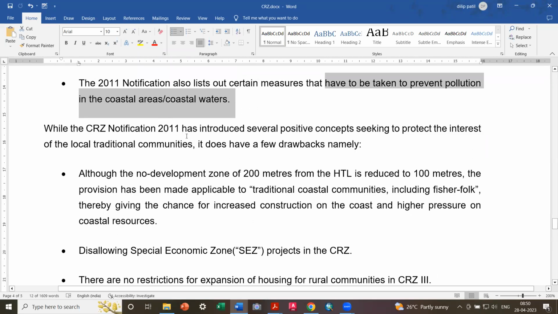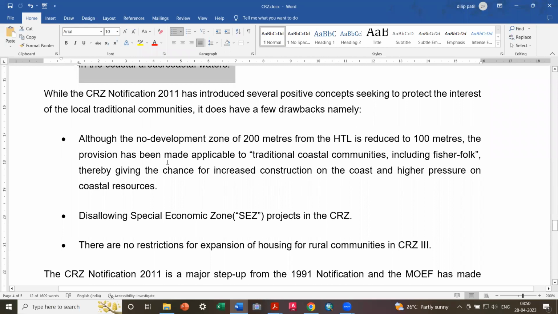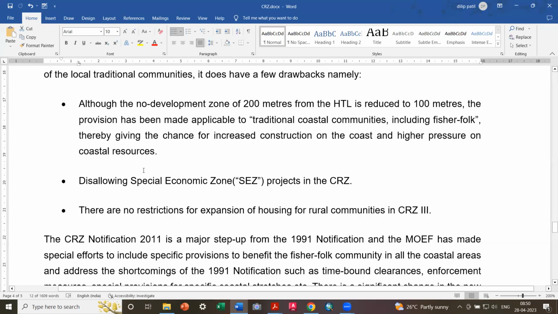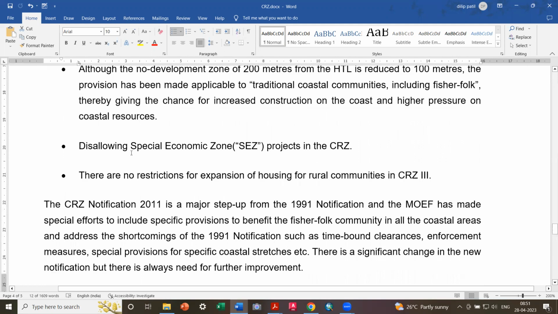While the CRZ notification 2011 has introduced several positive concepts seeking to protect the interest of the local traditional communities, it does have a few drawbacks. Although the no development zone of 200 meters from the high tide line is reduced to 100 meters, the provision has been made applicable to traditional coastal communities, including fisherfolk, thereby giving a chance for increasing construction on the coast and higher pressure on the coastal resources. This may be their personal opinions.